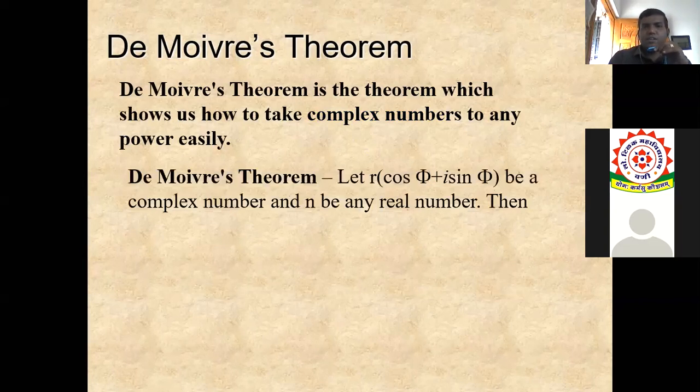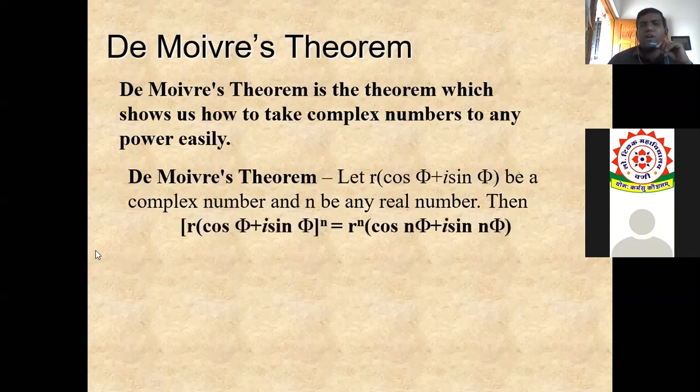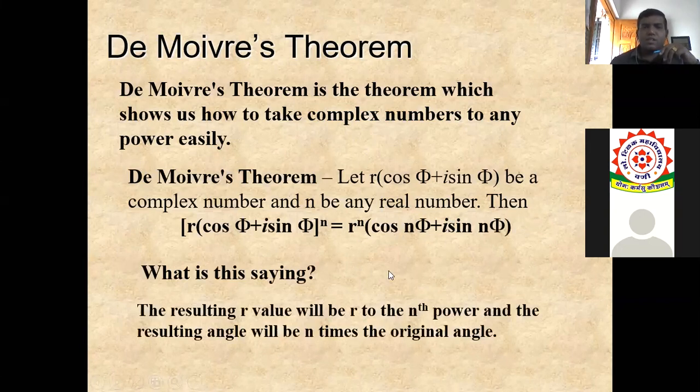The theorem states that if r (cos theta plus i sin theta) is a complex number, then (r (cos theta plus i sin theta)) to the power n can be written as r to the power n (cos n theta plus i sin n theta). The resulting r value will be r to the power n, and the resulting angle will be n times the original angle. So the power can be changed to a multiple of the angle, that is n theta.